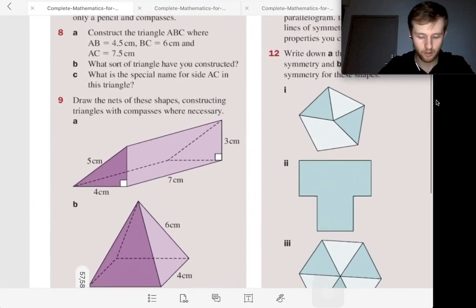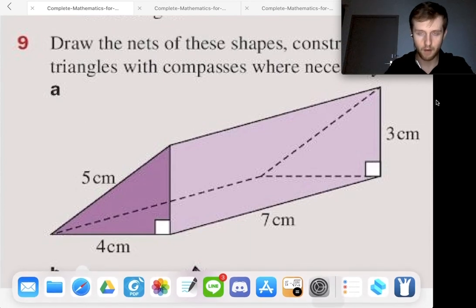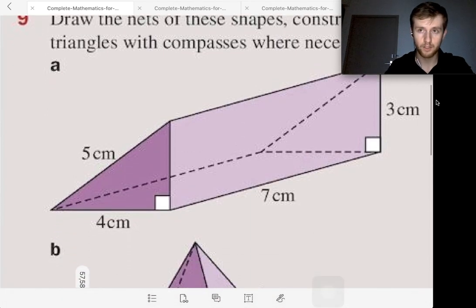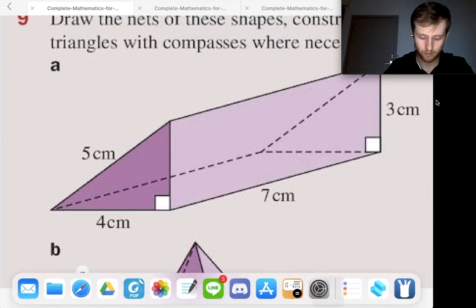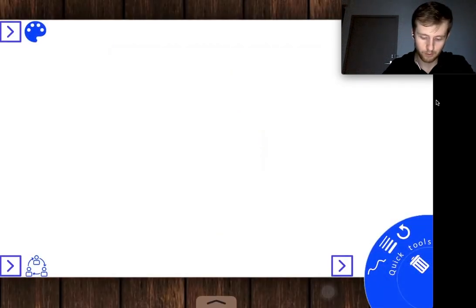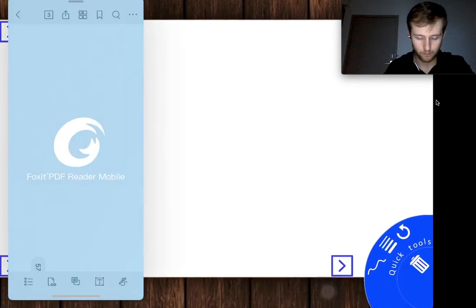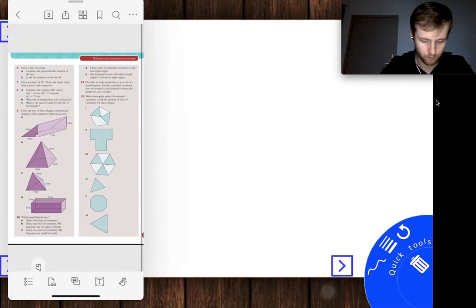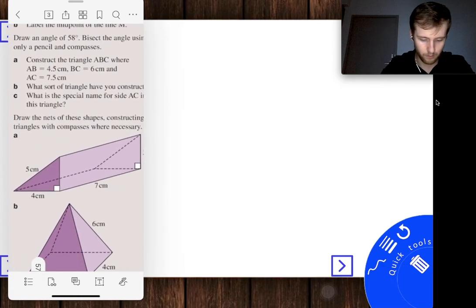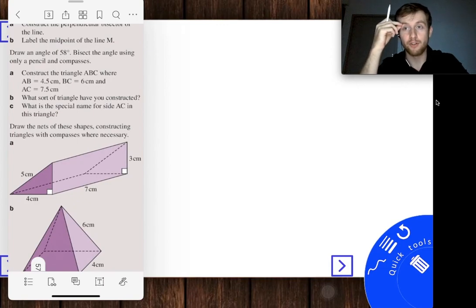Okay, so let's do the net of this first shape. What we have first is this kind of a triangular prism. Let's do it. I will have to keep it here for a reference. Okay, so we have this. Here you have to use your imagination and your spatial thinking, I would say.